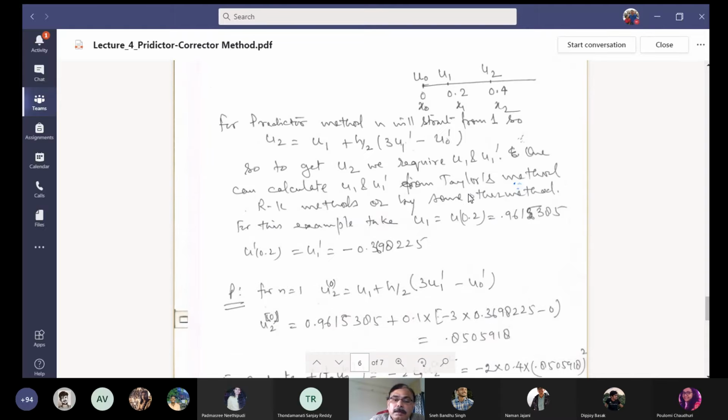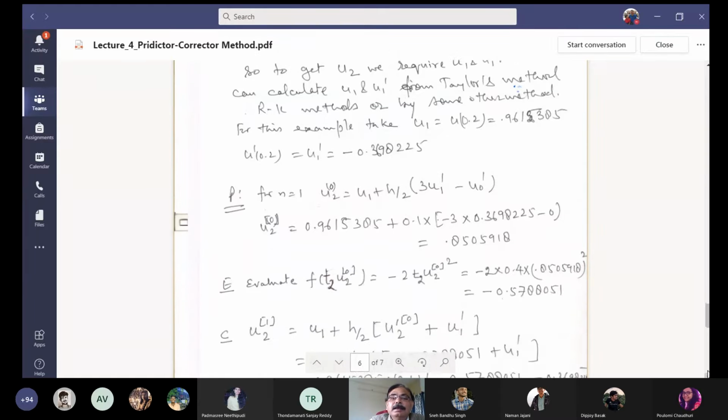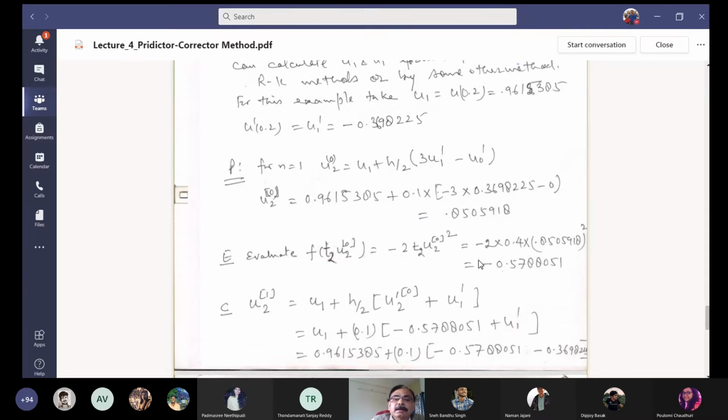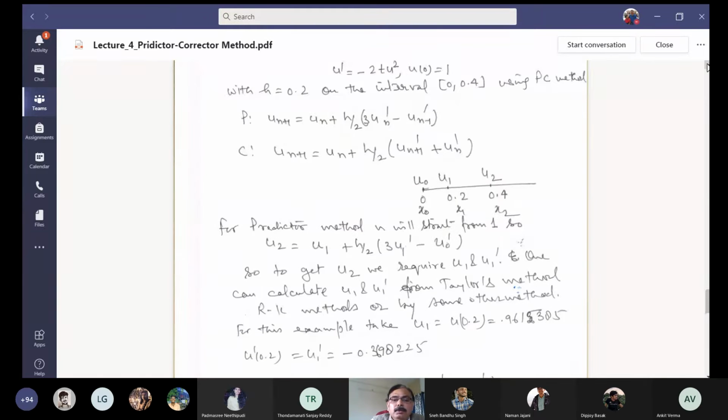There is one more thing which I have to show, that some classical Runge-Kutta methods also. A lot of things are there which, because of that last turn trouble, we could not see. I could not explain that. So for n equal to 1, basically it will start from n equal to 1. So u1 is calculated through your Taylor's method, RK method, or any one of that kind.